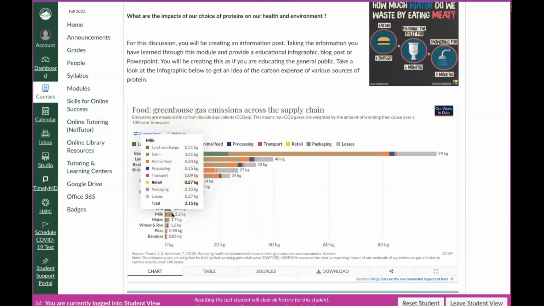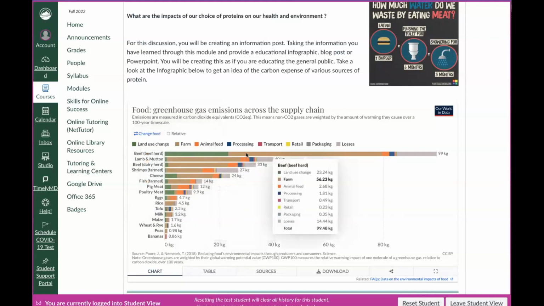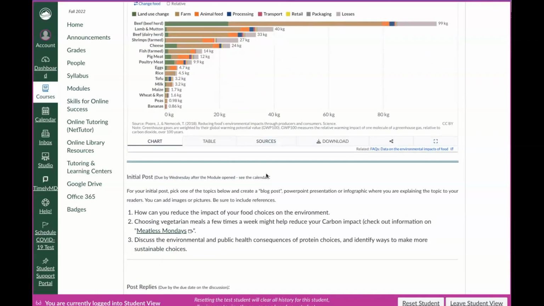You'll be able to look at it when you're on your Canvas site, and it just shows you where your greenhouse gases are coming from. So it's just kind of an interesting one here. I wanted you to put some information in here in terms of, what could you do to be healthy and keep the planet healthy. So that's what this discussion is about this week.